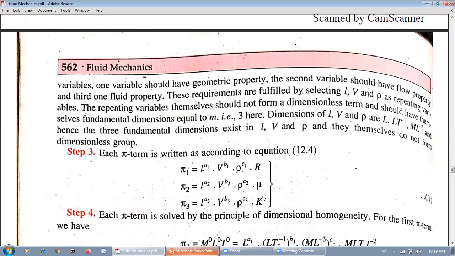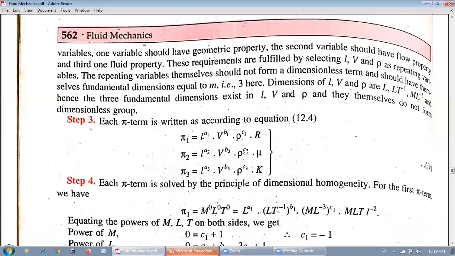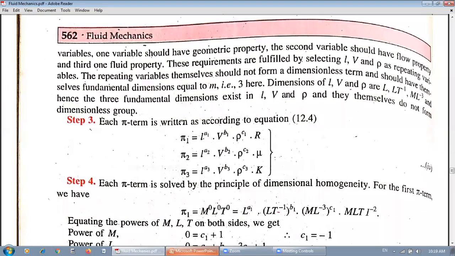So once we finalize the repeating variables and non-repeating variables, we have to write down the pi terms. There are a total of three pi terms, as we have already calculated in step number 2. So there are three pi terms, that is pi 1, pi 2 and pi 3. We have to write down pi 1 as L raised to A1, V raised to B1, rho raised to C1 and R.